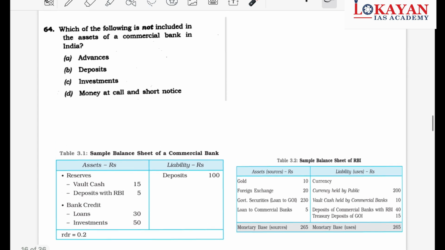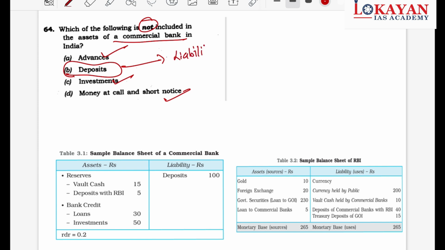Now, an easy question regarding assets and liabilities of commercial banks. Which among the following is not included in the assets of commercial banks? Advances and loans are obviously assets of the bank. Investments are also assets of banks. Money at call and short notice given to other banks is also an asset. But the deposit is not an asset, it is a liability for the bank. So they have to return the deposits of customers. So this can't be an asset.